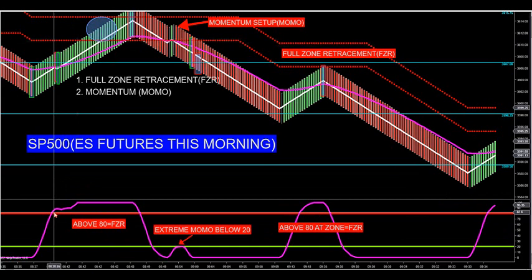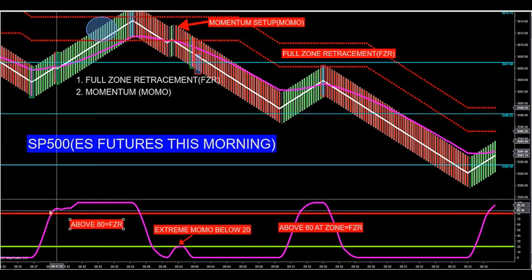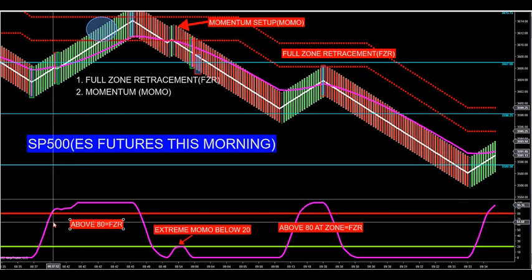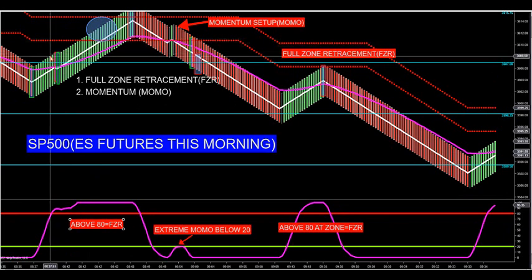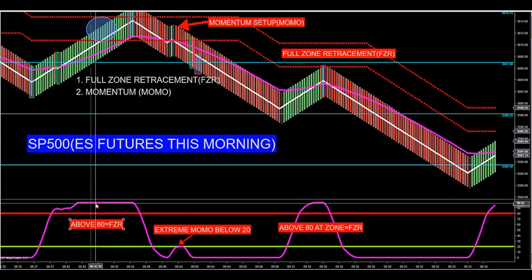Consequently, I'm above 80. So you have to have this. If you do not have these two characteristics, then you don't have an FZR. So you have to be above 80 no matter what. So you got above 80 here, but you're not at the zone. That's not an FZR, right? You got to be above 80.